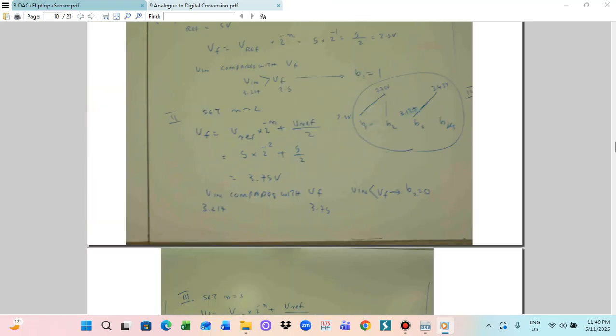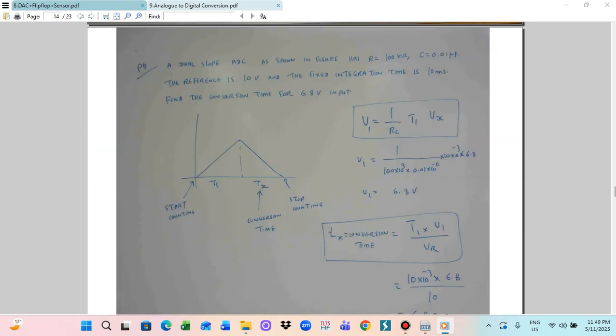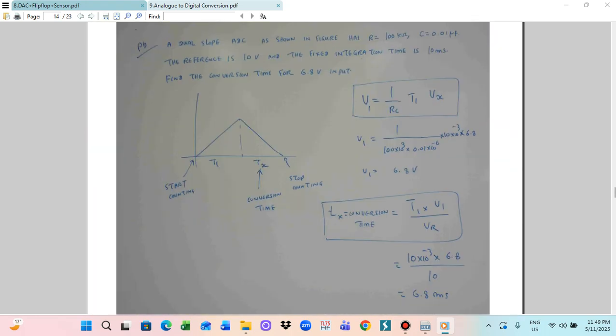So this is the dual slope ADC shown in the figure. We can start the counting. This is T1 and this is T2. T1 is increasing and T2 is decreasing. So this is the start counting, and here is the stop counting. Counting starts here and the counting stops here. So this is T1 and T2.